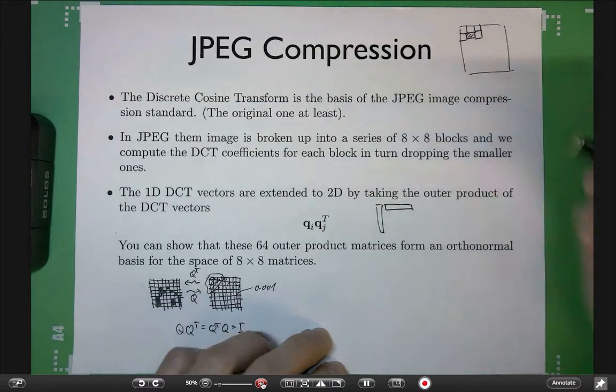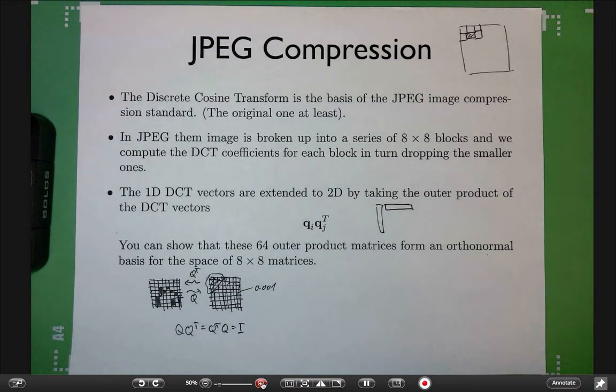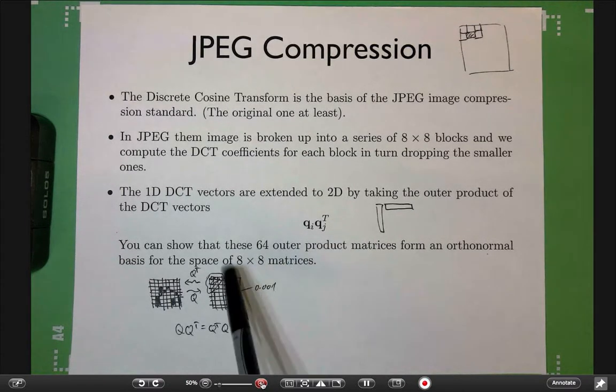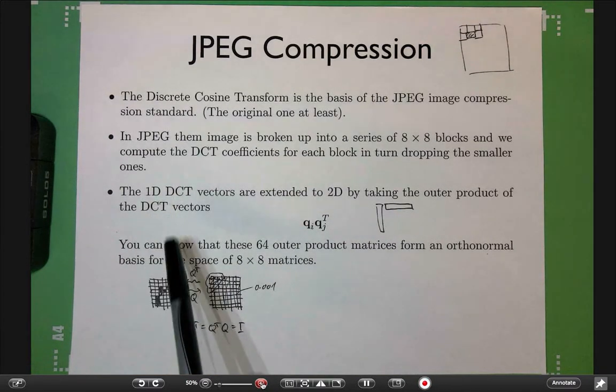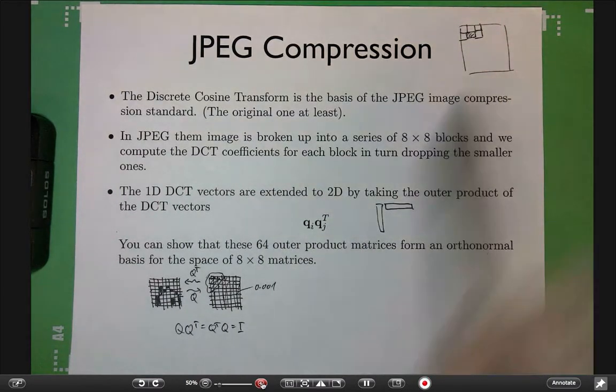So this, I was saying that before, is the outer product of two vectors. And it turns out that this actually gives me an orthonormal basis. I will not prove it here because it's easier done after I have some more tools in linear algebra, but you can believe it for now. So this way I get 64. I start with 8 basis vectors for 1D DCT, and I take all of their outer products, and I get a 64 dimensional basis for all the 8x8 images.